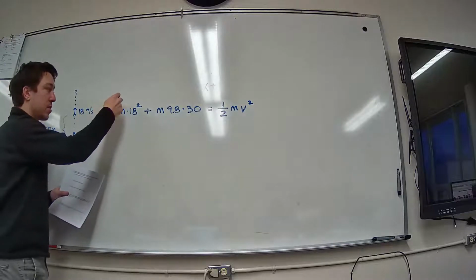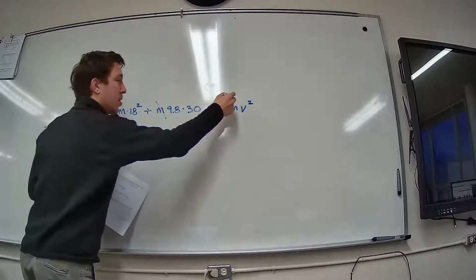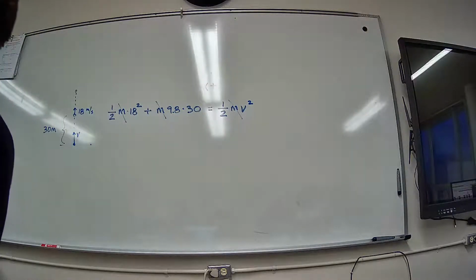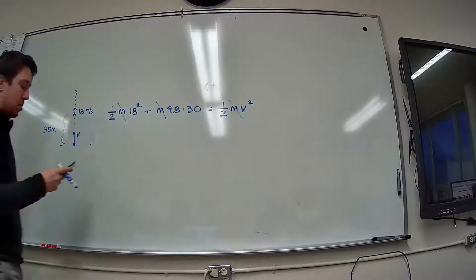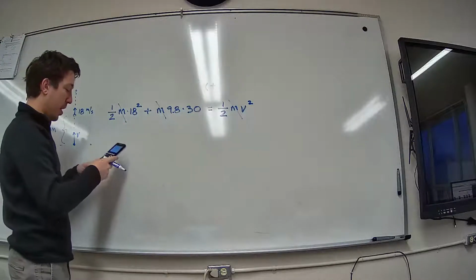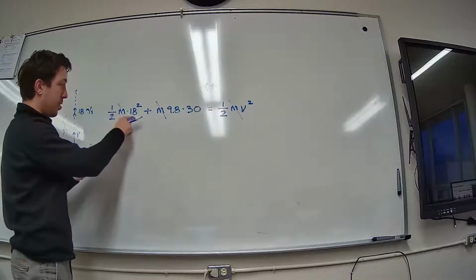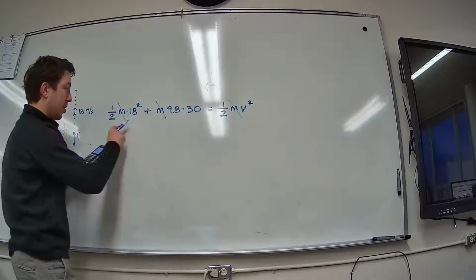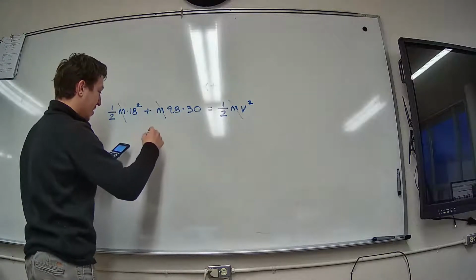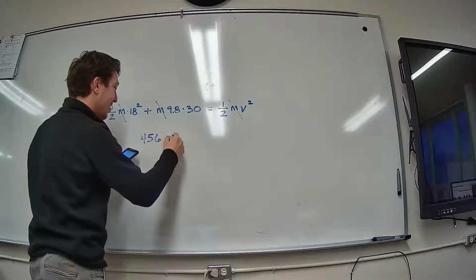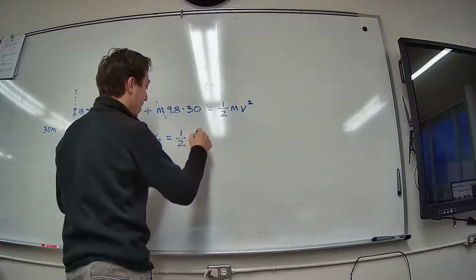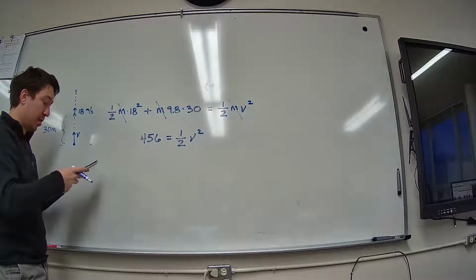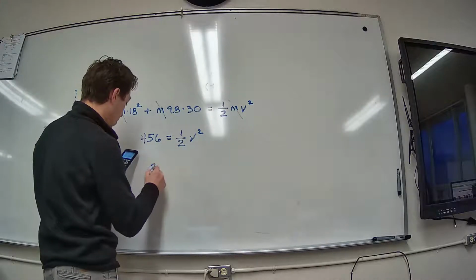So then what happens? If you divide both sides by m, it drops out. And so now with my calculator, I'm going to type in 1/2 times 18 squared plus 9.8 times 30. So this number on the left side should be 456. That's a nice number. Look at that. That's pretty neato. And now from there, it's pretty straightforward, right? You double both sides, so times 2, and then take the square root. And I'm getting 30.2.